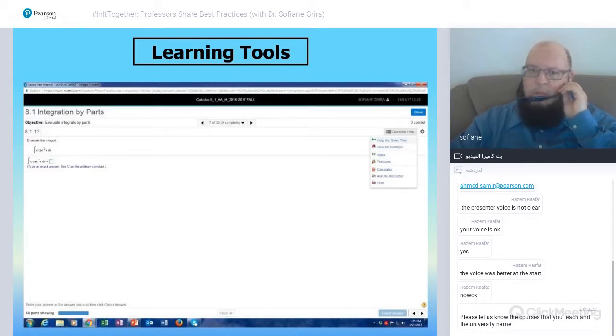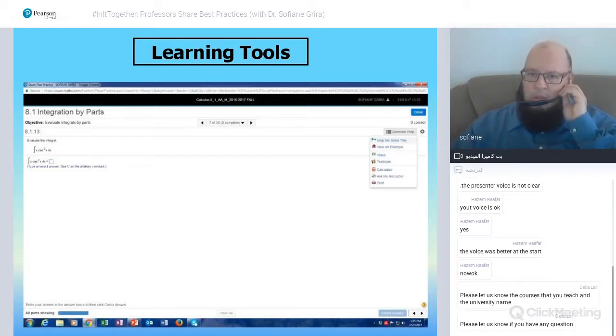For the videos, there is an e-professor who will show you how to solve the question. For the textbook, if you click on the textbook, the student will get the page related to this question. So the student does not need to look for which page to open to find the help for this question. The system will directly take him to the page related to this question.